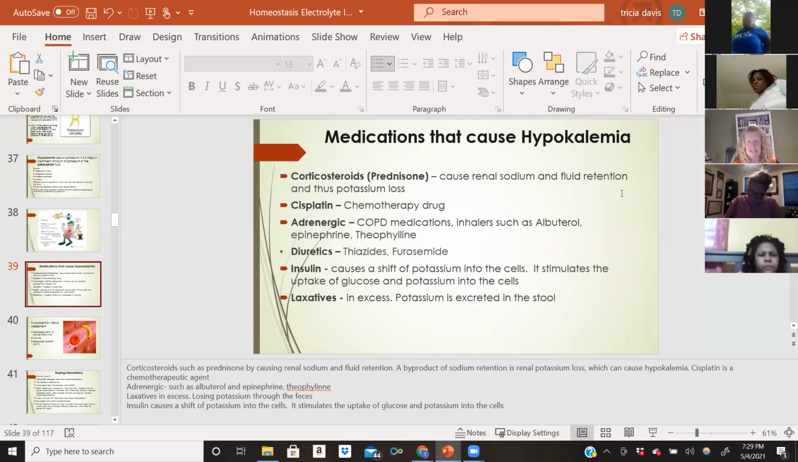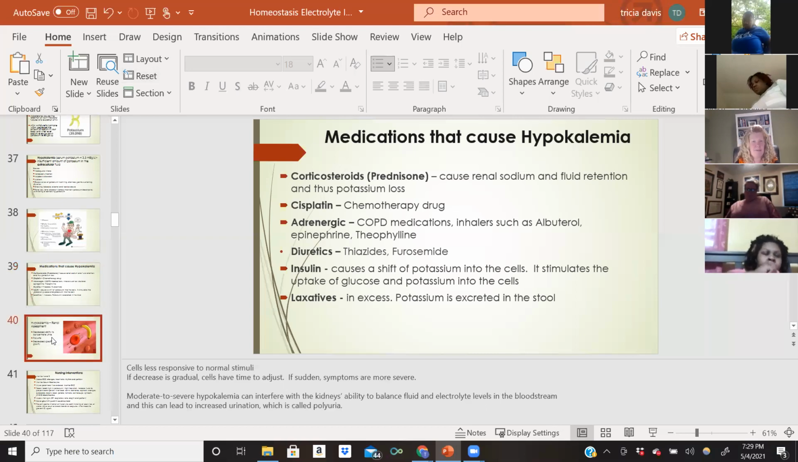So insulin causes a shift of potassium into the cells. When the insulin takes the glucose in, it also takes the potassium into the cells as well. And then laxatives in excess. So people that take too many, if they abuse them, potassium obviously is going to be excreted in the stool, and they're going to present with hypokalemia.